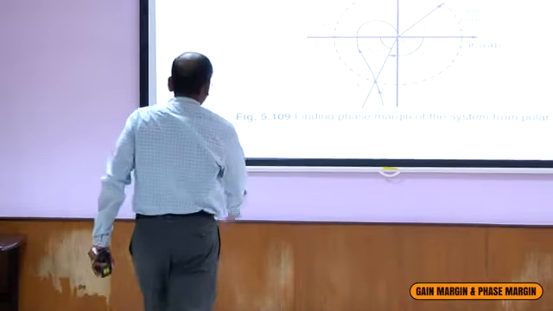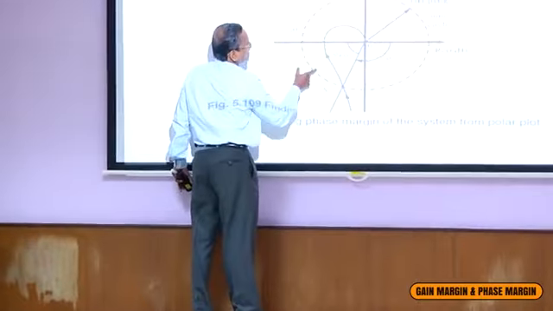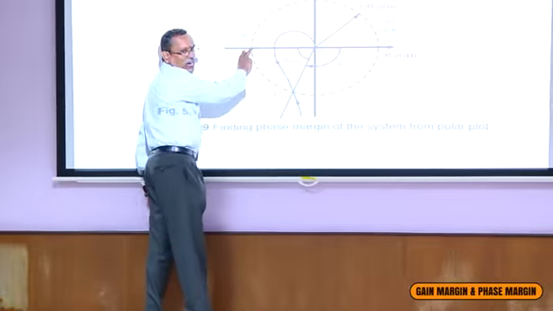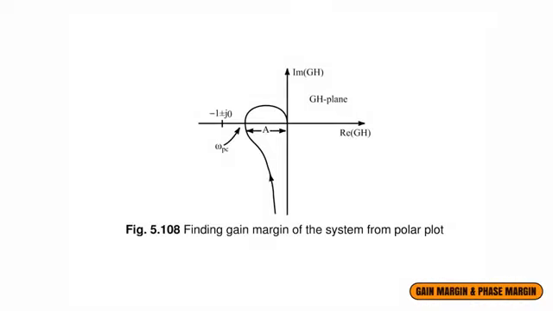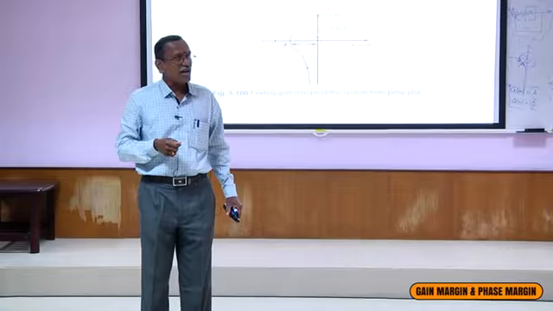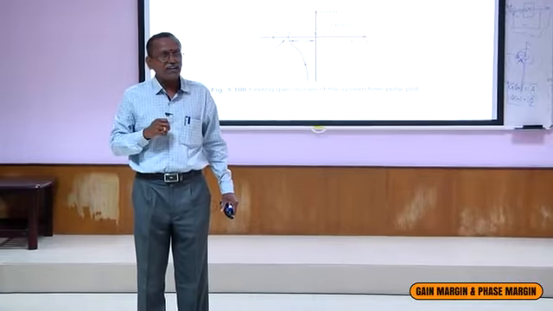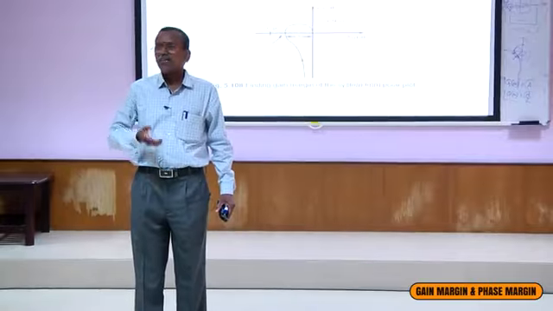For that, gain margin is how much I can increase the gain. Here the magnitude is A, and here the magnitude is 1. To make this A to 1, what is the gain required? 1 by A. Suppose A equals 0.5 and I want to make it 1. What is the gain required? 1 by 0.5, that is 2. So the gain margin is 2.